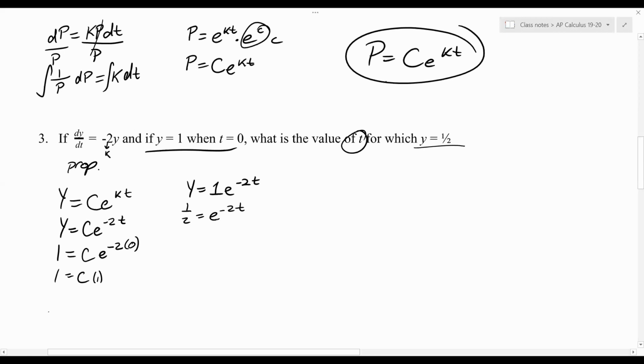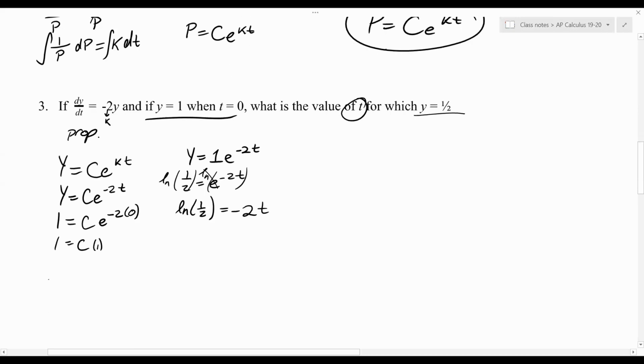Well, if we have e here, the inverse of e is a natural log. So if we take the natural log of both sides, these will cancel. So we get ln of 1/2 equals negative 2t. All that's left is to get t by itself: divide by negative 2. ln of 1/2 divided by negative 2 is our t.